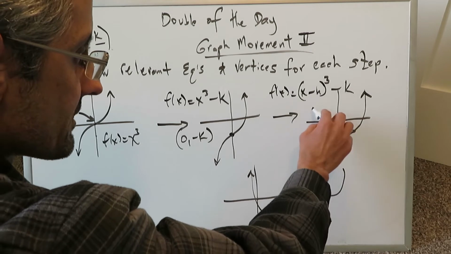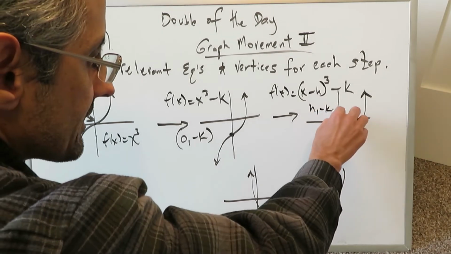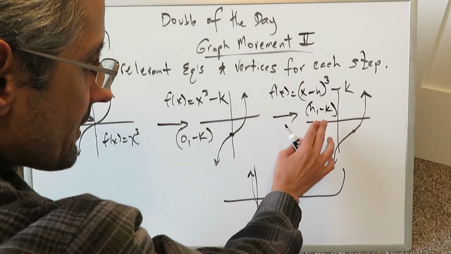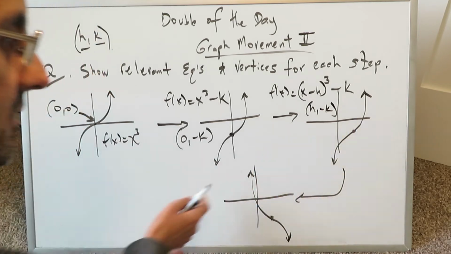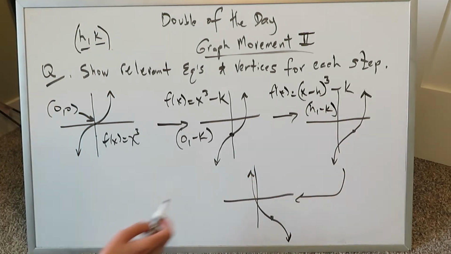The vertex here must be what? It'll be h, minus k. These would be like x, y. It'll always be a value you'd find in the fourth quadrant, and that vertex is in the fourth quadrant.